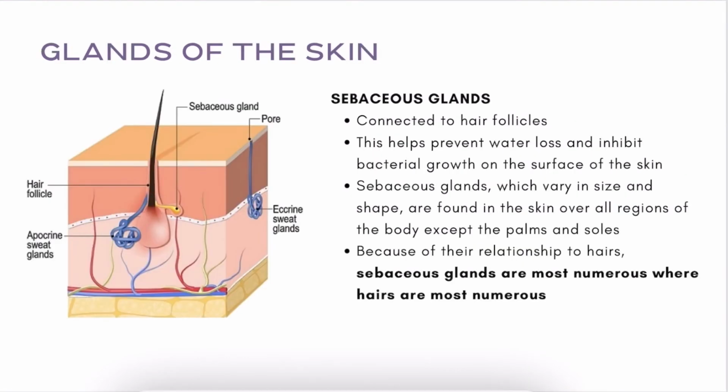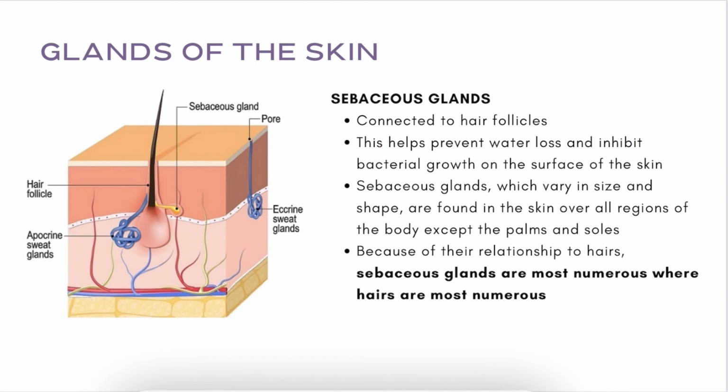We're now going to talk about the glands of the skin. So we have 4 types of glands. We have the sebaceous glands, eccrine sweat glands, apocrine sweat glands, and our ceruminous glands. We'll first talk about our sebaceous glands or oil glands, which are connected to hair follicles, and they help prevent water loss and inhibit bacterial growth on the surface of the skin.